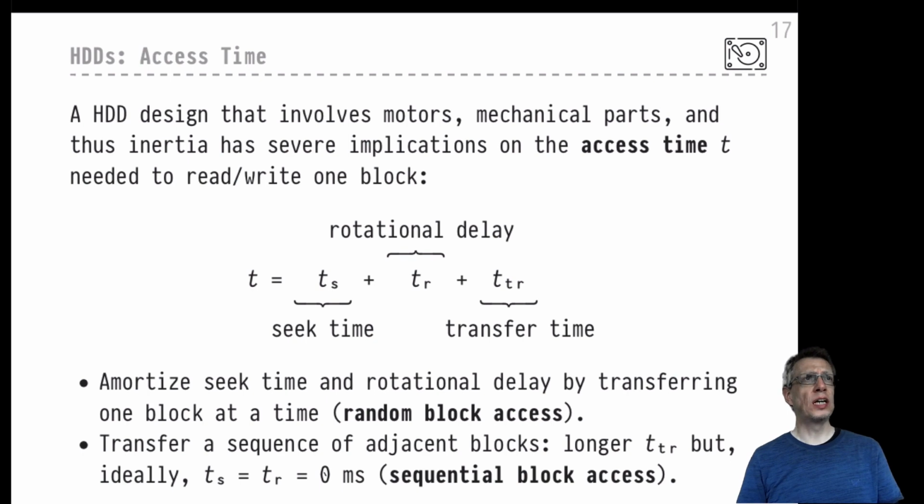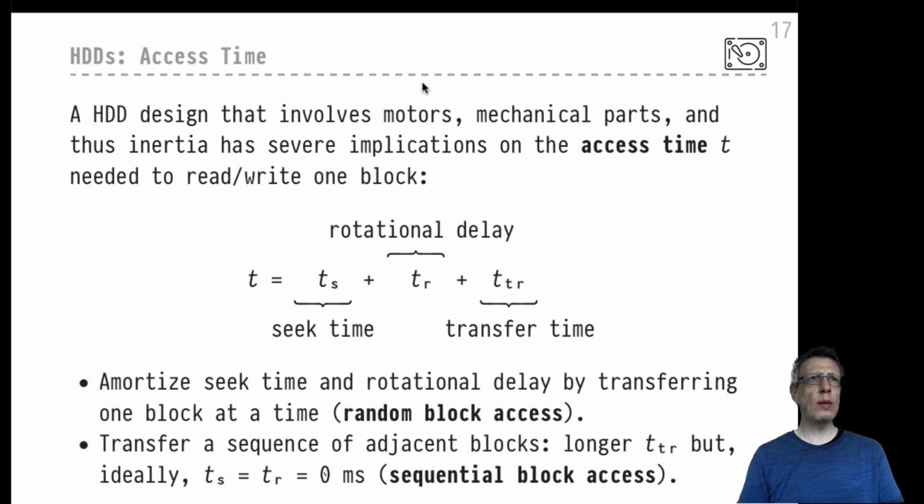Such a hard disk drive design that involves motors and mechanical parts like stepper motors, and thus of course has inertia. Once we've moved the read-write heads, they will probably wobble a bit until they are really stable over one particular wanted track. Only then would it be safe to initiate read and write operations at this particular point. All of this adds up to quite a substantial delay, substantial access time, as we call it, before we can really perform read-write operations on such a rotating disk.